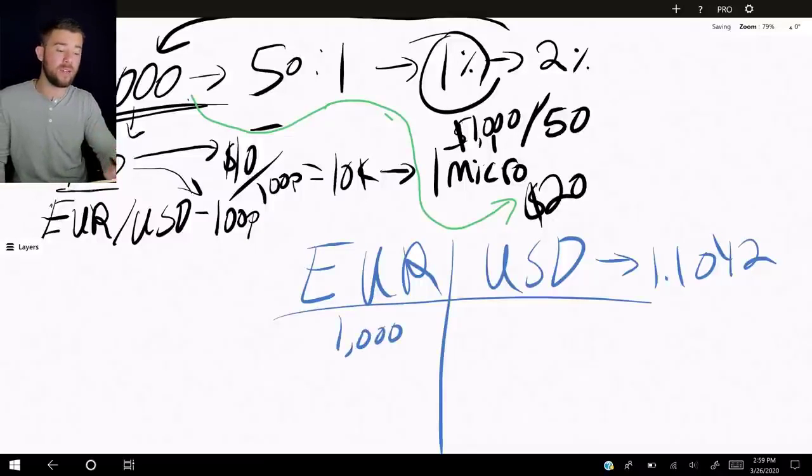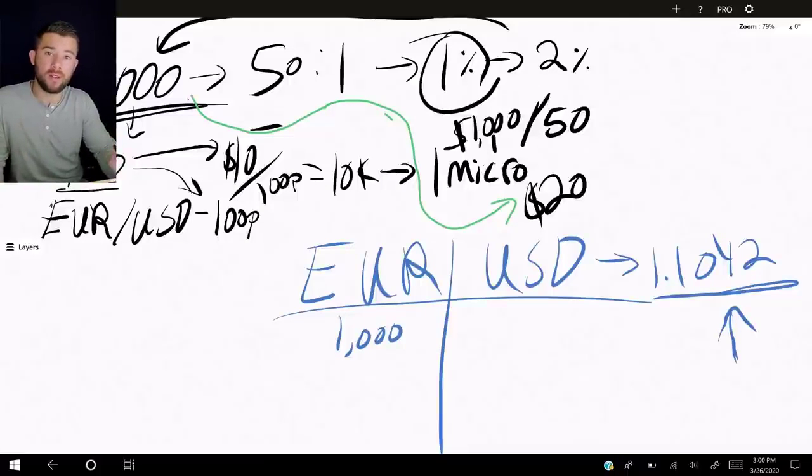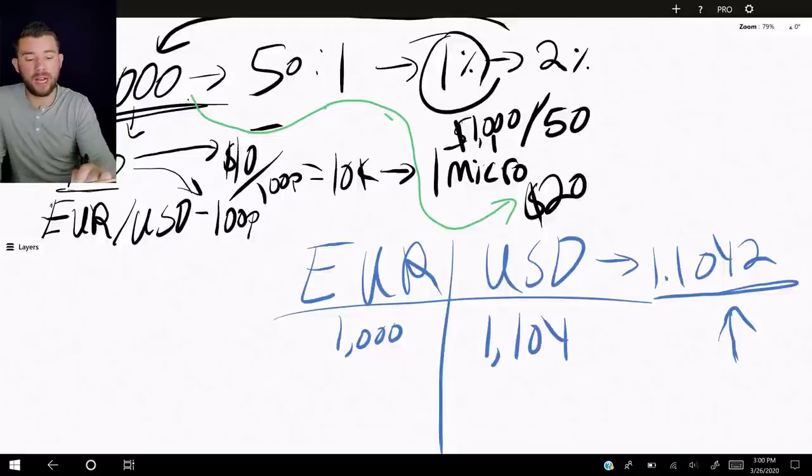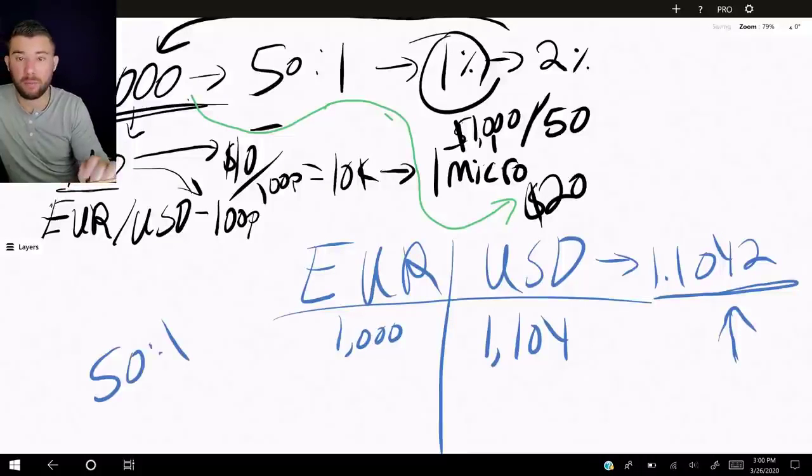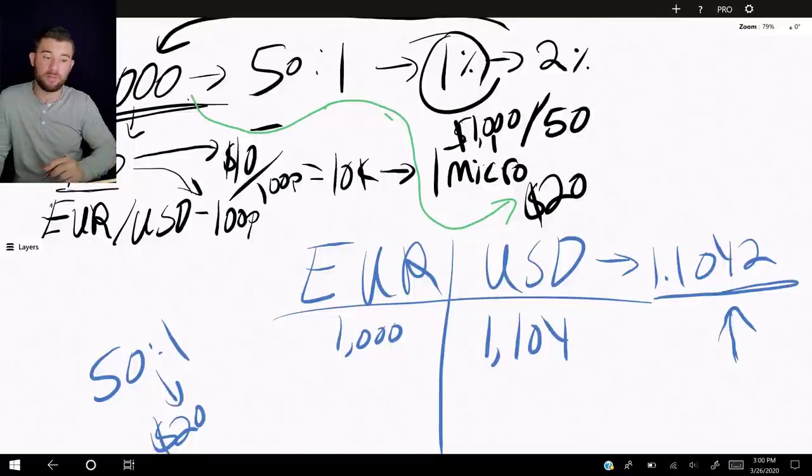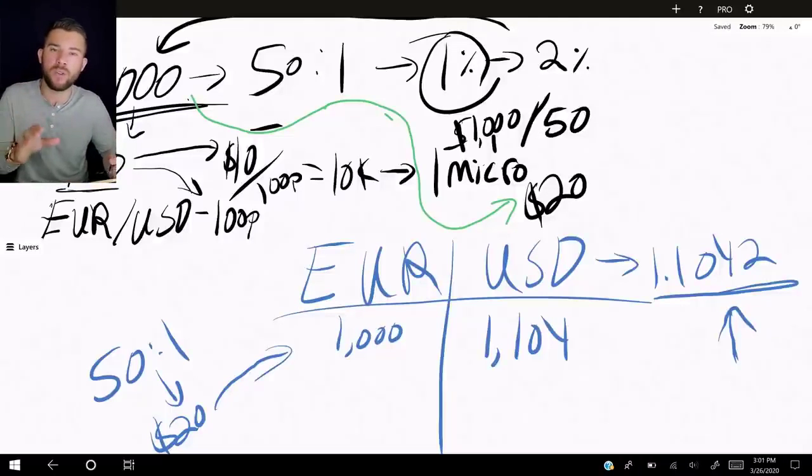And they said, okay, in order to give you 1,000 units of euro, the exchange rate right now is 1.1042. If you want 1,000 euros, we're going to need $1,104 from you. But then the broker goes, I've got you at a 50 to 1 leverage, which means we really only need $20 on margin for you to do this, because your $20 is equal to 1,000 units. So you say, cool, here's my $20, hold on to it. I'll hold these 1,000 units until the price fluctuates either up or down.